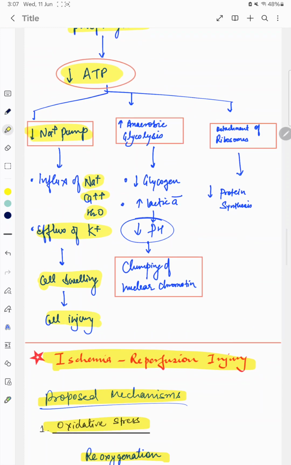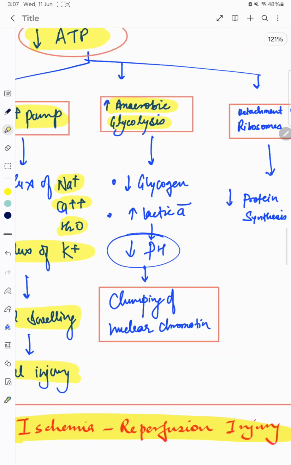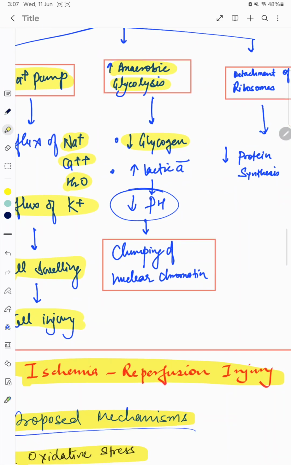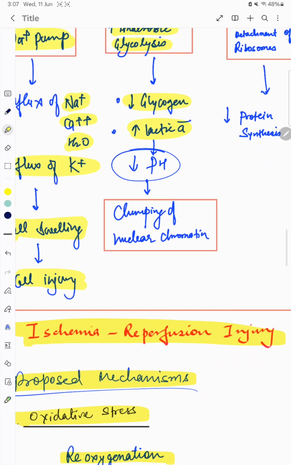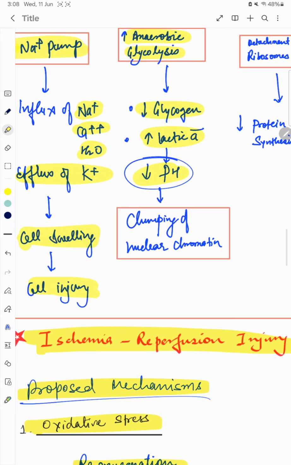Another mechanism due to decreased ATP synthesis is increased anaerobic glycolysis, which causes decrease in glycogen concentration and increase in lactic acid concentration. Increased lactic acid will result in low or acidic pH, which will culminate in the clumping of nuclear chromatin.